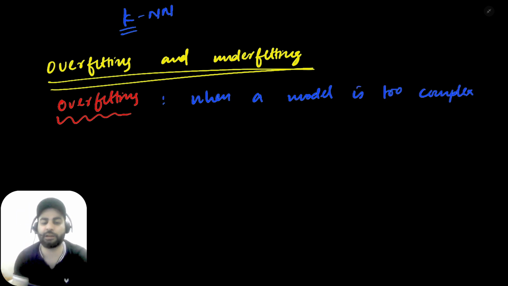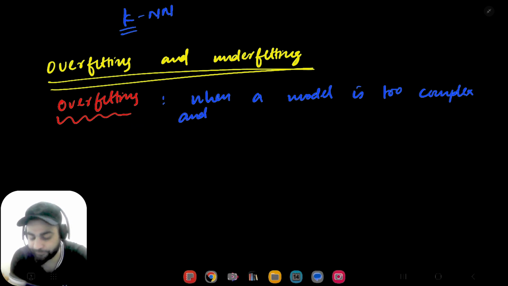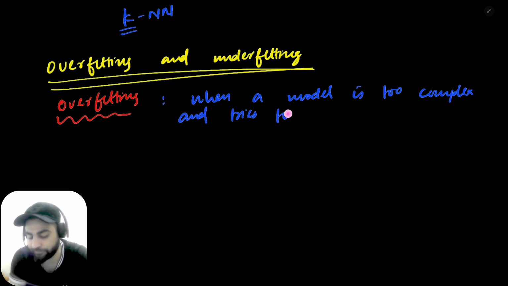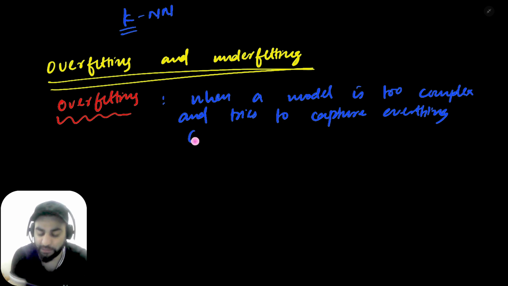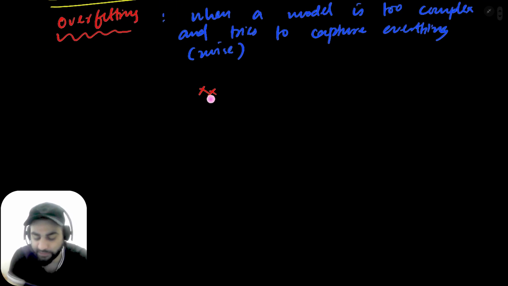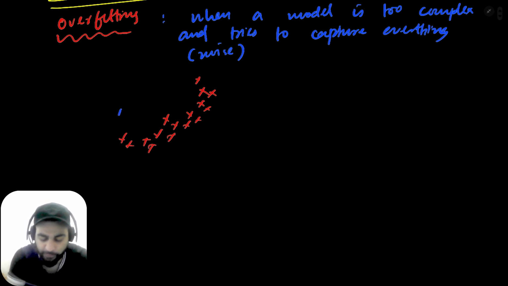When a model is too complex and tries to capture everything, that means it captures some relations and also captures noise. So it tries really hard to get everything right. For example, if we had a bunch of data points like this, these blue points, and let's suppose there was some misclassification over here, which ideally should not happen.